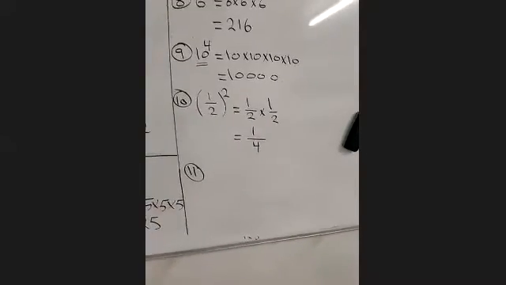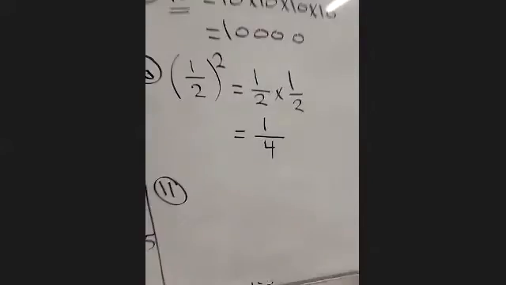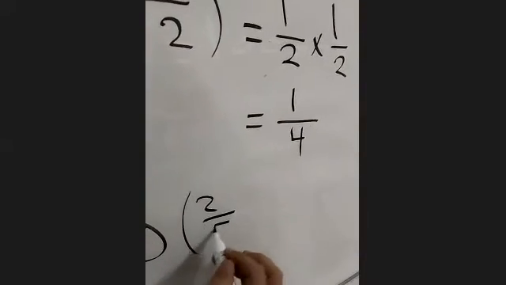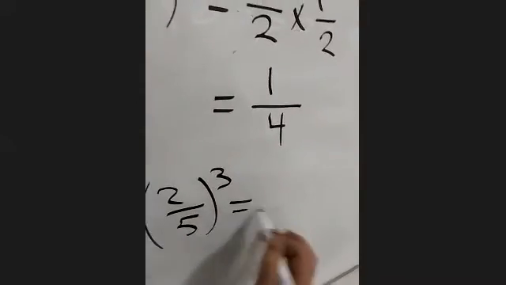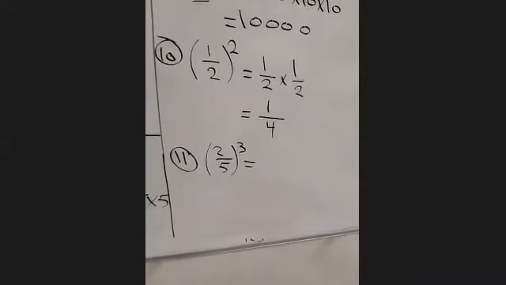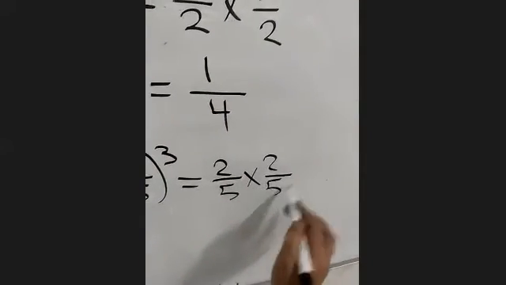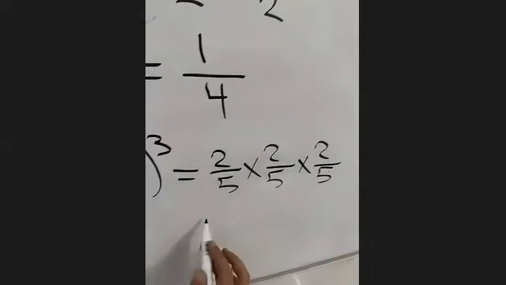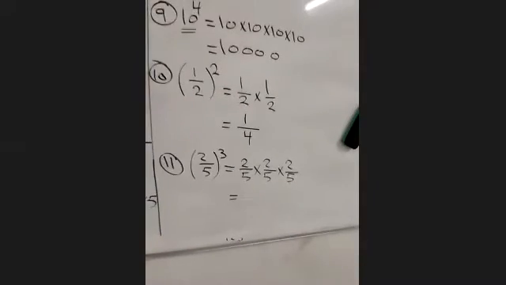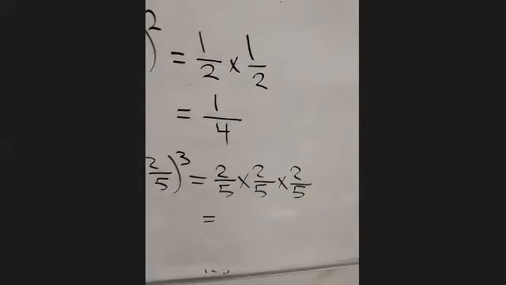Ammar, yes. Question 11. What do we have? 2 over 5 to the power of 3. How do we evaluate it? 2 over 5 multiplied by 2 over 5 multiplied by 2 over 5. Excellent. Then we multiply 2 by 2, 4, good, multiplied by 2.